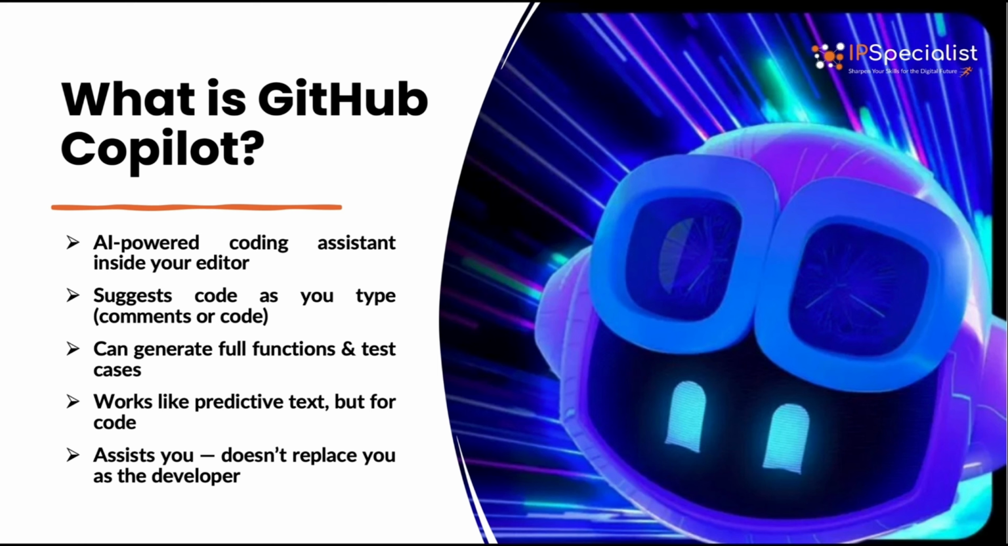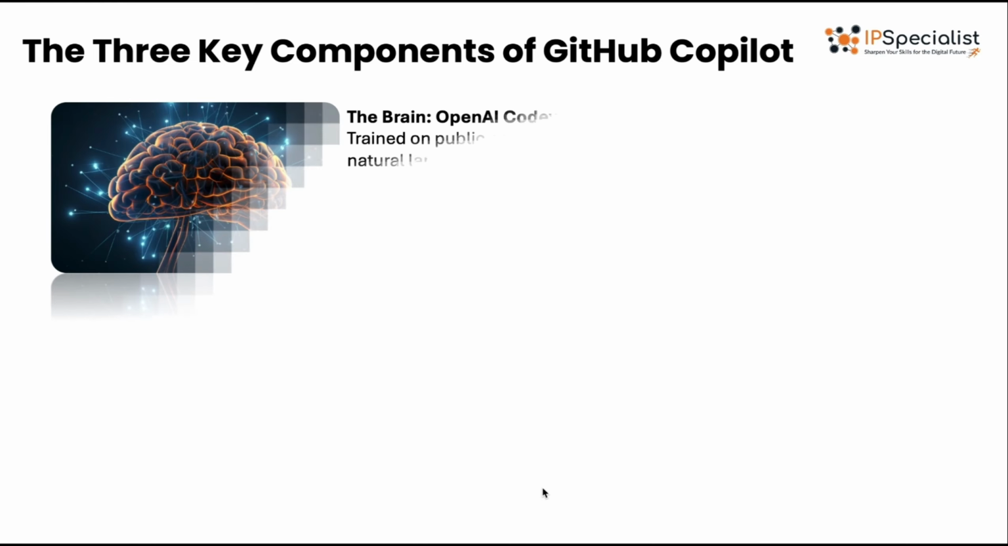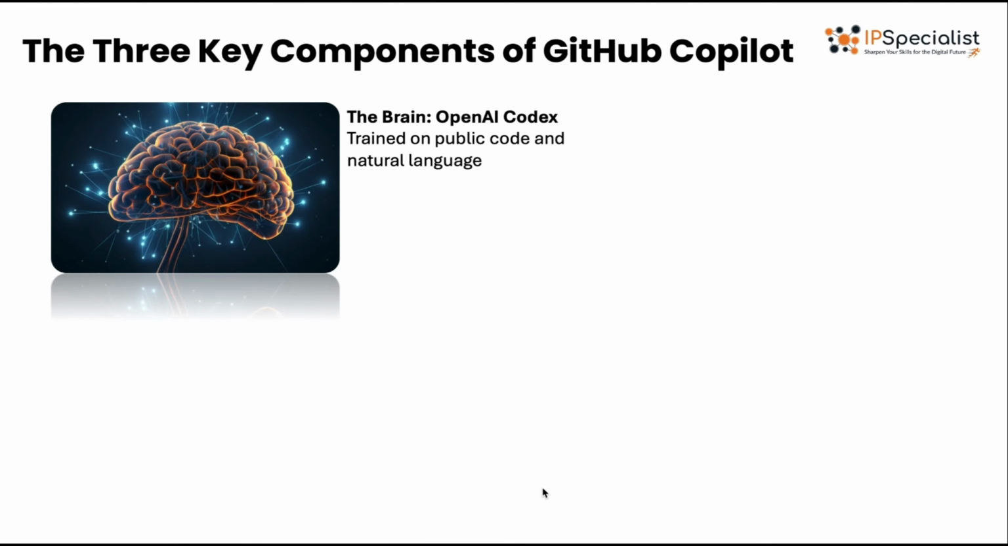So, when we talk about GitHub Copilot, it really comes down to three main components working together. First, and most importantly, Copilot's brain is a powerful AI model called OpenAI Codex. Think of this as its education. This model was trained on a massive dataset of billions of lines of public code from repositories on GitHub. But it's not just code, it's also trained on natural language, meaning it understands both the code and the comments and documentation that surrounds it.